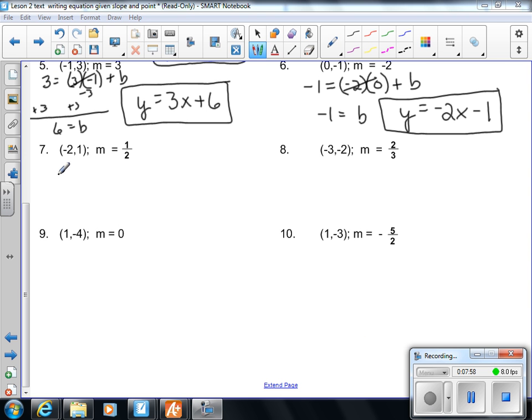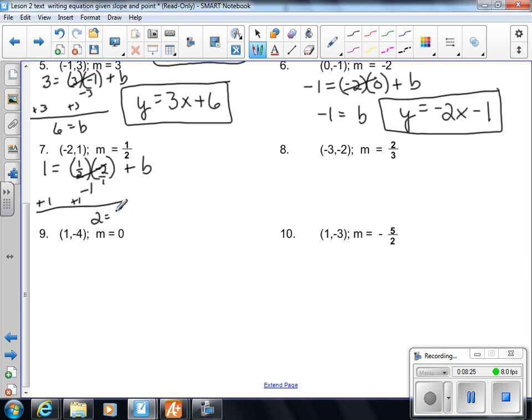Now let's take a look at this next one. In this case, what is my y coordinate? 1 equals, what's my slope? 1/2 times my x-coordinate of negative 2 plus b. Here's where knowing your fractions comes in handy. What's a half times a negative 2 over 1? A negative 1. And what I need to do then to move my 1 over? Add 1 to both sides, and I get 2 is equal to b. Therefore, your equation is y equals 1/2 x, good, plus 2.